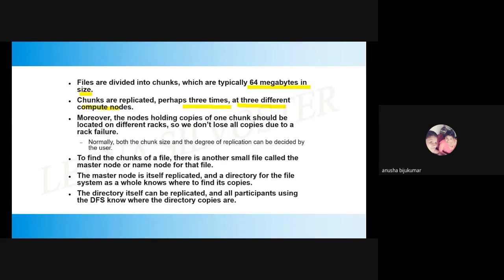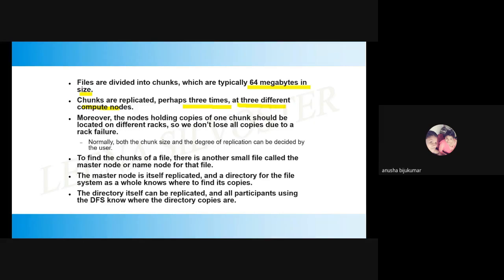However, the nodes holding the copies should be located on different racks, so we can avoid the reliability problem. That is, if one of the racks fails, then we won't lose the whole data. Normally, the chunk size and degree of replication can be decided by the user.